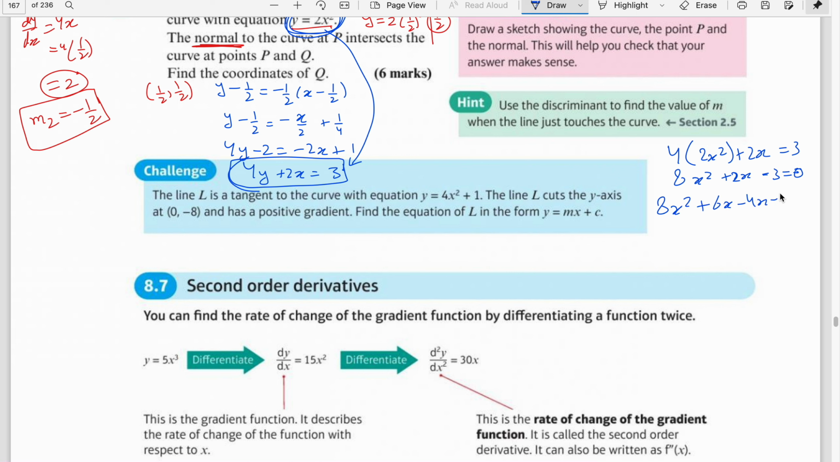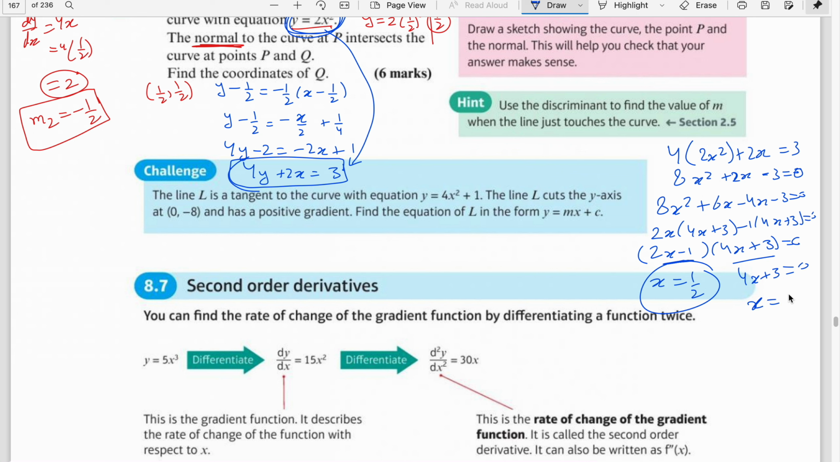We get 2x common, so this is 4x plus 3 minus 1, 4x plus 3 equals 0. So (2x minus 1)(4x plus 3) equals 0. This first one gives you x equals 1 by 2, and we already have that for P. So the other one should be for Q. 4x plus 3 equals 0, so x equals negative 3 by 4.